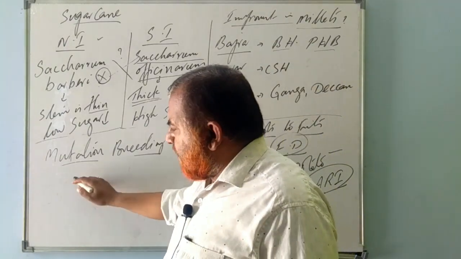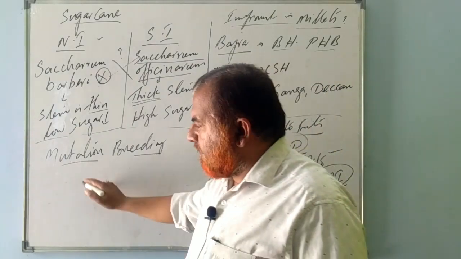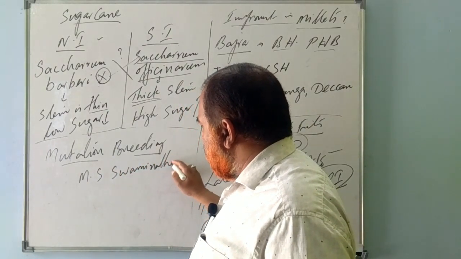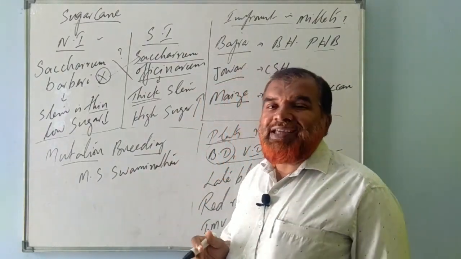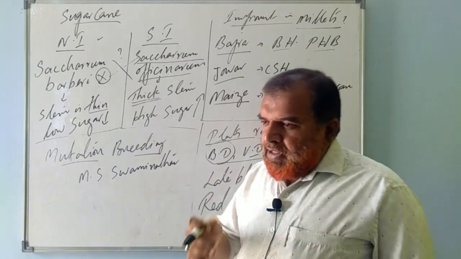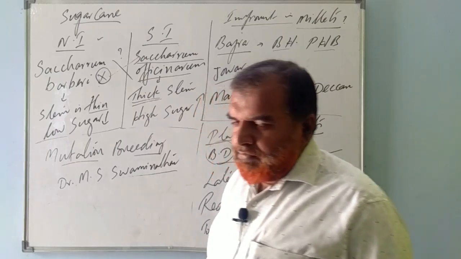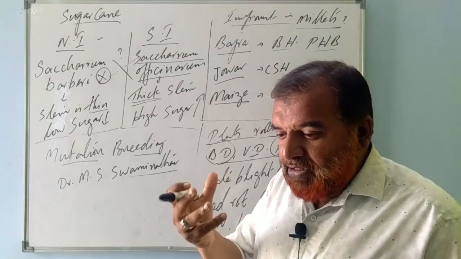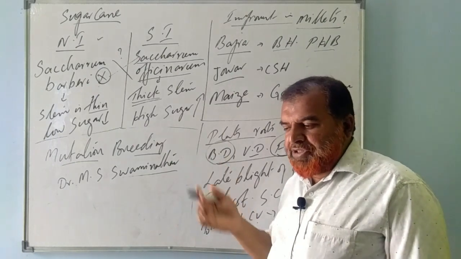Now, who is the father of the green revolution in our country? Yes, Professor M.S. Swaminathan. Remember, he is the father of the green revolution in our country. I have told you this in the previous classes. Norman E. Borlaug is the father of the green revolution for the whole world. Along with that, M.S. Swaminathan has contributed a lot to our country in terms of crop production and hybridization, in order to increase crop production.